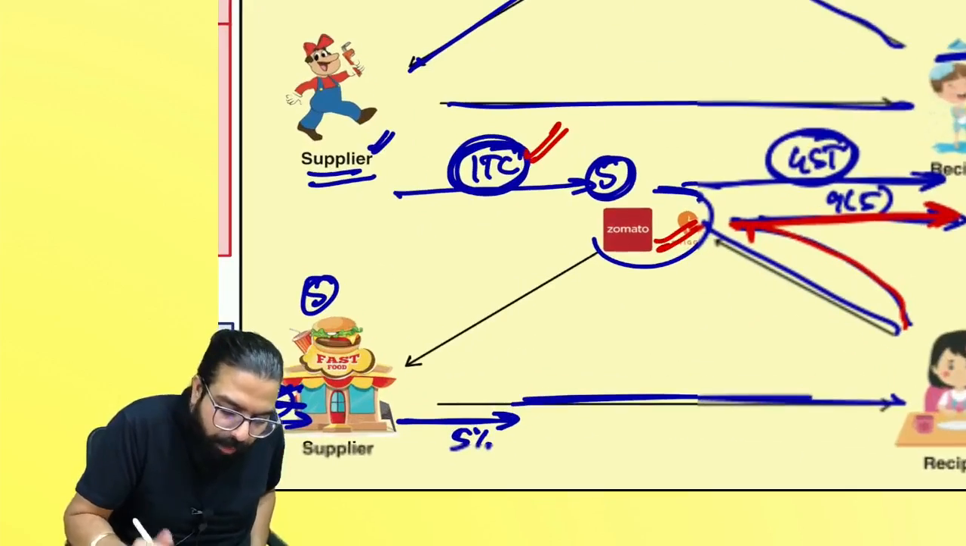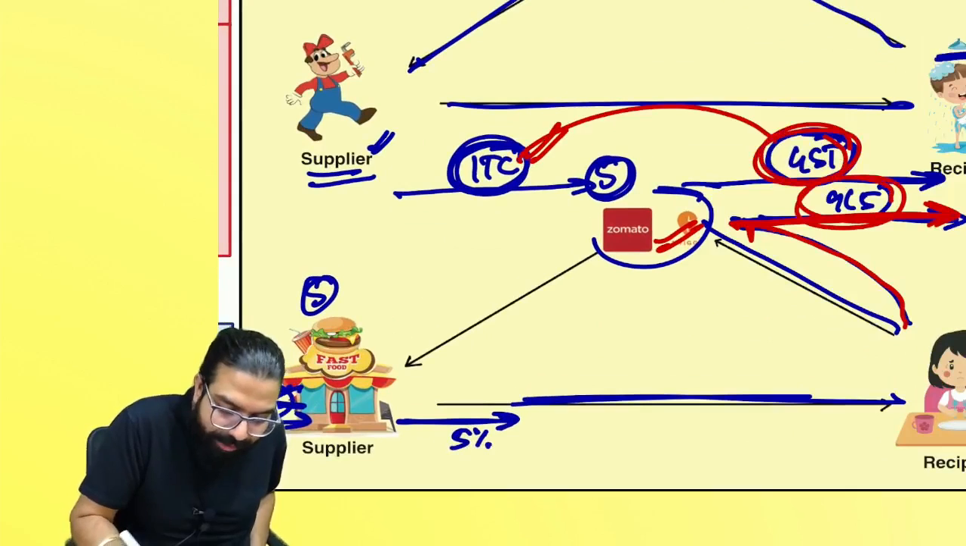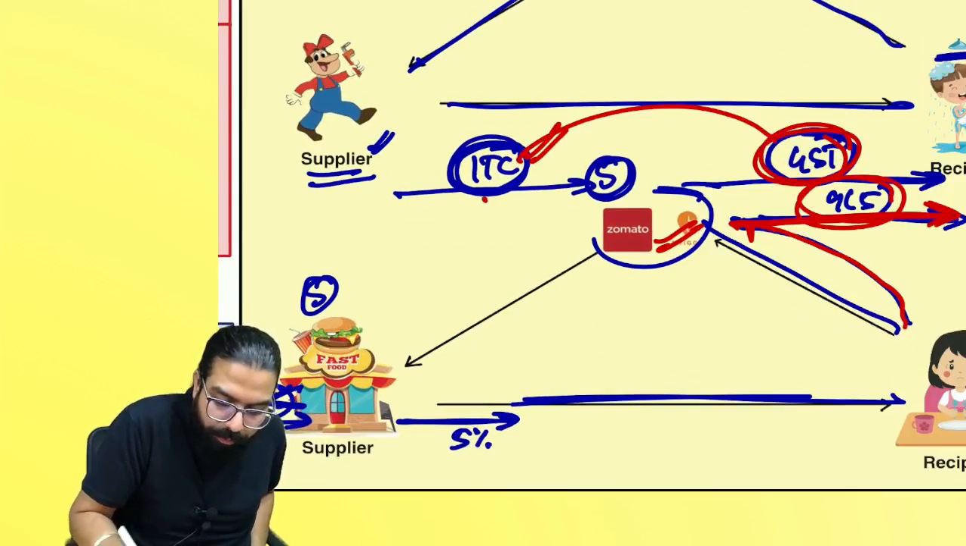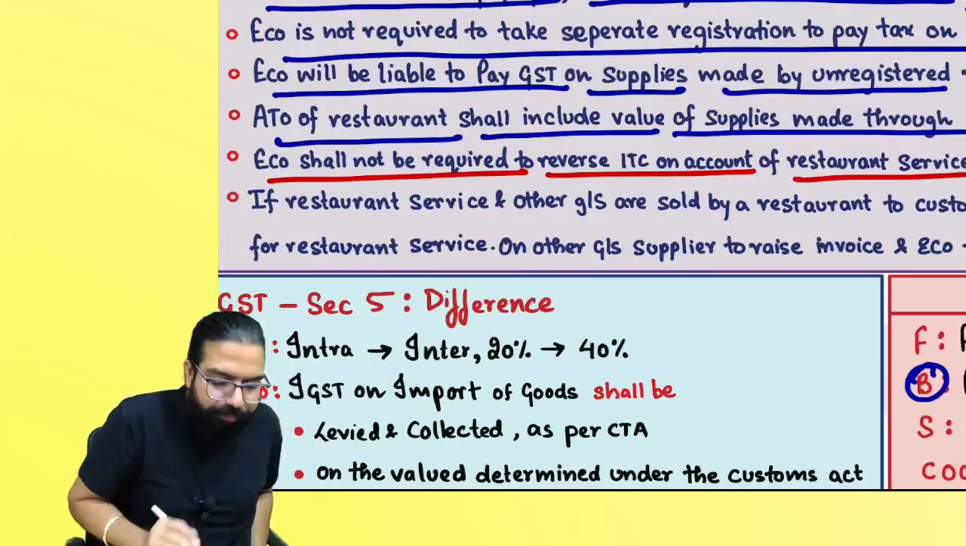Now, tell me one thing. For paying this GST on your commission services, you can use this credit. For paying this, you don't have any credits. Don't go ahead and use this credit for paying this amount. It should always be paid in cash. Everyone over here. The next one.